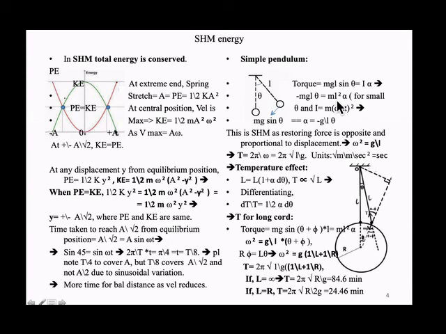Here I have made I equal to ml square. So m gets cancelled, l gets cancelled. It becomes g by l theta. So omega square is g by l, and the time period is 2 pi by omega.